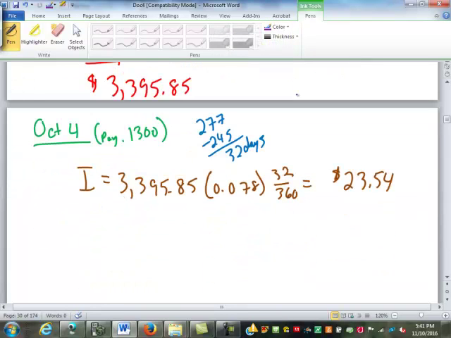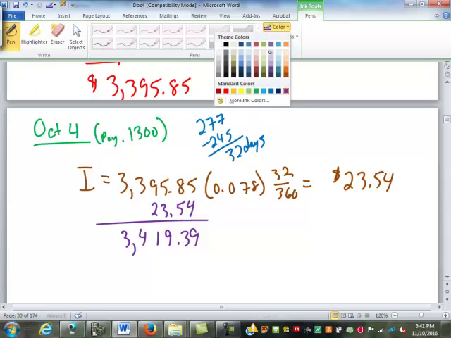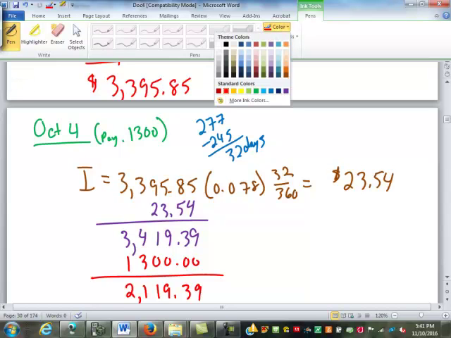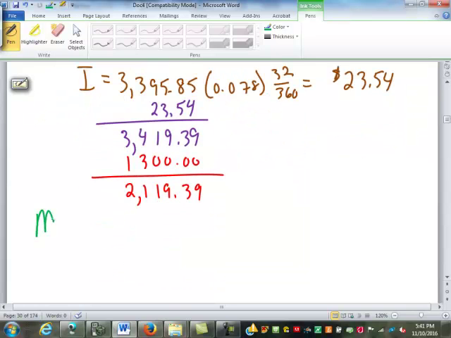So we've got to add that on. So $3,419.39 is our balance before the payment. We make the payment of $1,300. So $2,119.39 is our balance after that payment. That is our last action until maturity.